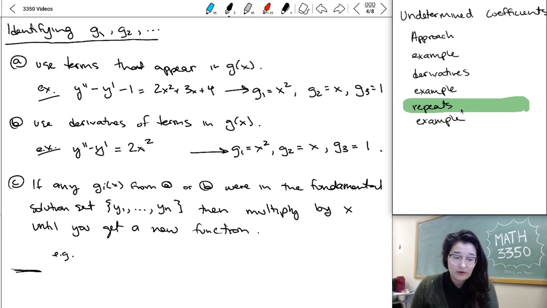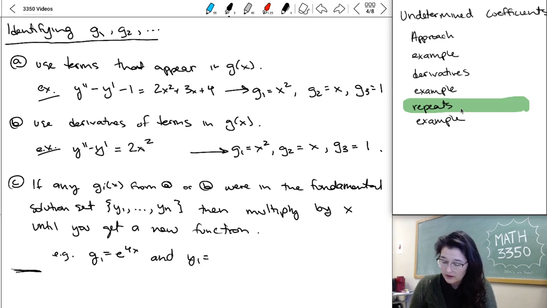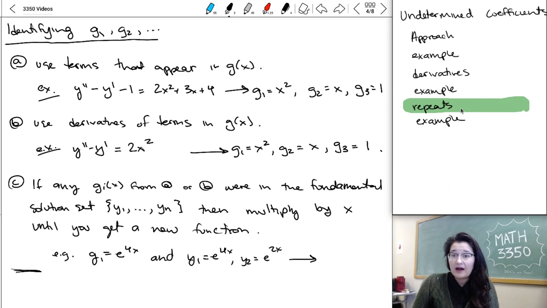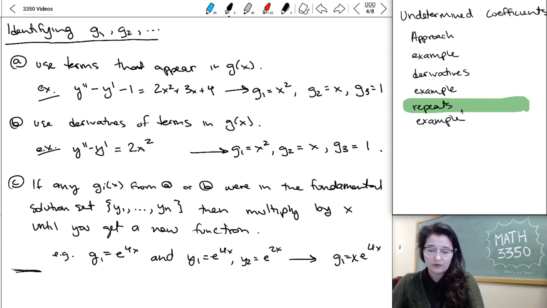So, for example, if we found g1 equal to e to 4x, but from our fundamental solution set y1 was e to 4x and y2 was e to 2x, this is a problem for me. I can't use g1 equal to e to 4x because it's a copy of something that already exists in my solution set. So I multiply by x. Now I have x e to 4x. That's new, it's different from everything I've seen before, so I'm fine. If I multiplied by x and I still didn't have a new function, I would keep multiplying by x until I did. And we're going to do an example that shows us how this comes into a problem.